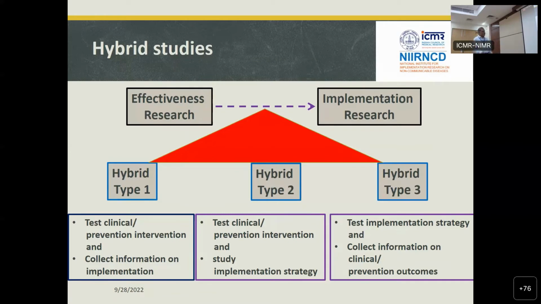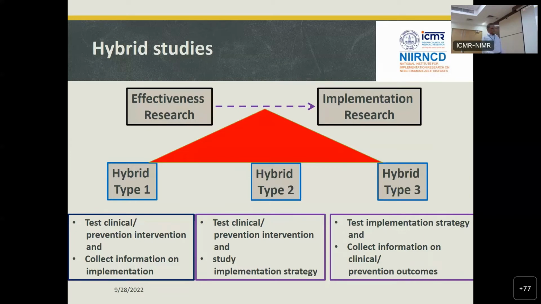There are three broad categories of hybrid research: type 1, 2, and 3. Type 1 says, test a clinical or prevention intervention. The intervention that you are planning, you know it is efficacious. Now you are going to actually launch it in the community to test its effectiveness. Along with that, you collect information on implementation. So implementation here is a minor part. Effectiveness becomes the major part. This is the type 1 hybrid study.